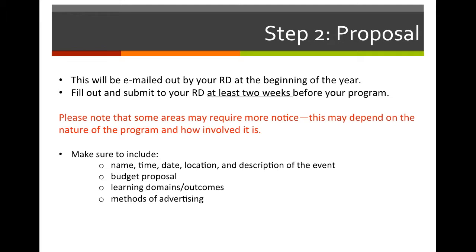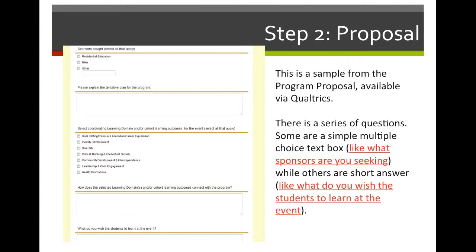When completing a proposal, make sure to include the name of the program, time and date, location, and description of the event. Also include the budget proposal, any learning outcomes, and methods of advertising. This is a sample from the program proposal available via Qualtrics. On each proposal, there are multiple types of questions. Some are simple multiple choice, like what sponsors are you seeking, while others are short answer, like what do you wish the students will learn at this event?